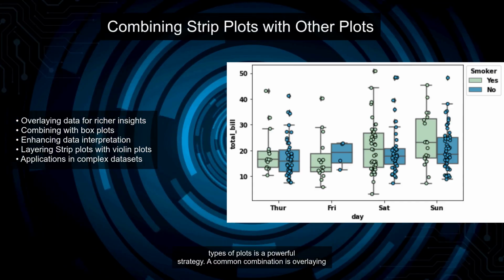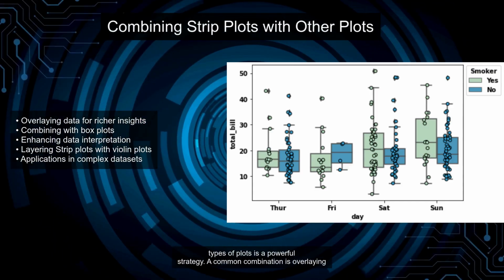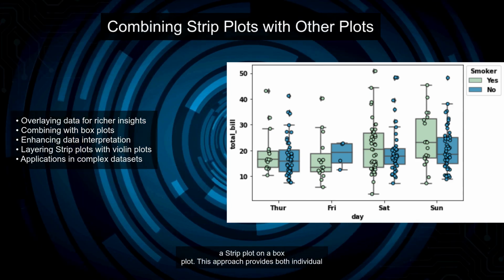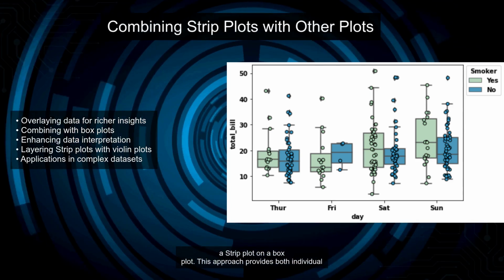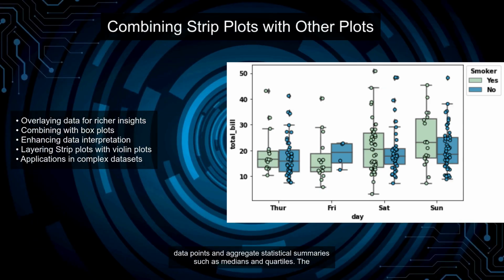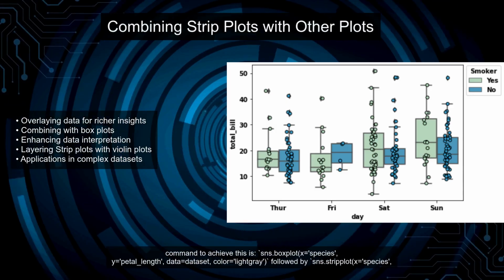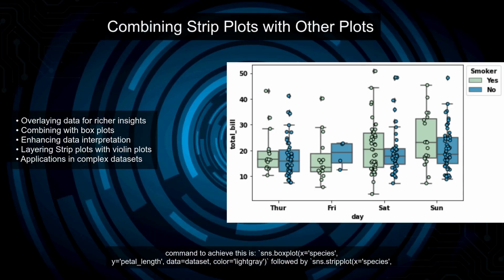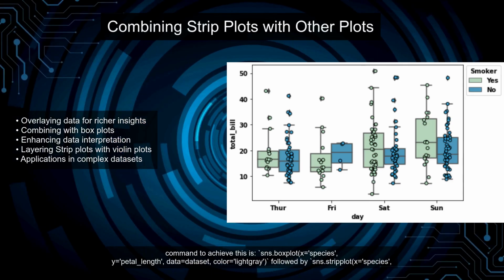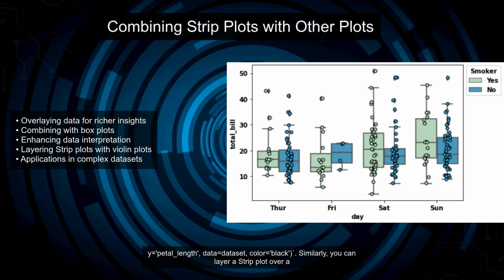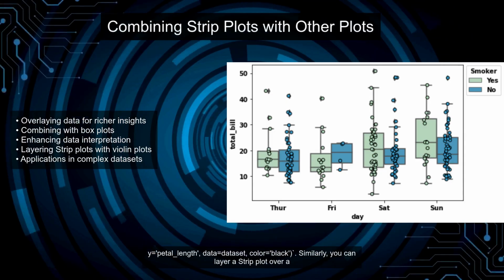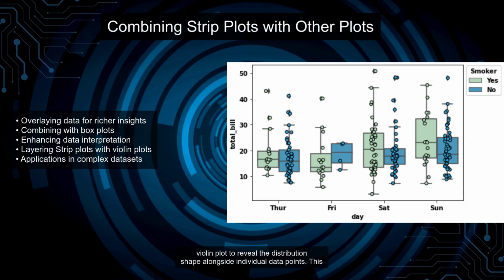A common combination is overlaying a strip plot on a box plot. This approach provides both individual data points and aggregate statistical summaries such as medians and quartiles. The command to achieve this is sns.boxplot(x='species', y='petal_length', data=dataset, color='lightgray'), followed by sns.stripplot(x='species', y='petal_length', data=dataset, color='black').